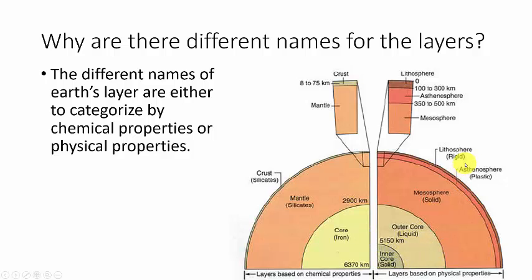But this is actually by physical properties. As we went over, even though this is mainly iron and nickel, the inner core is solid while the outer core is liquid. The mesosphere, or the lower mantle, is solid. Then when you get to the asthenosphere, it's plastic, meaning it's a viscous liquid, or it's the magma of the solid rock because it's near melting. And then the lithosphere, which includes the upper mantle and the crust, is the rigid portion. So these are its physical properties, and these are its chemical properties.